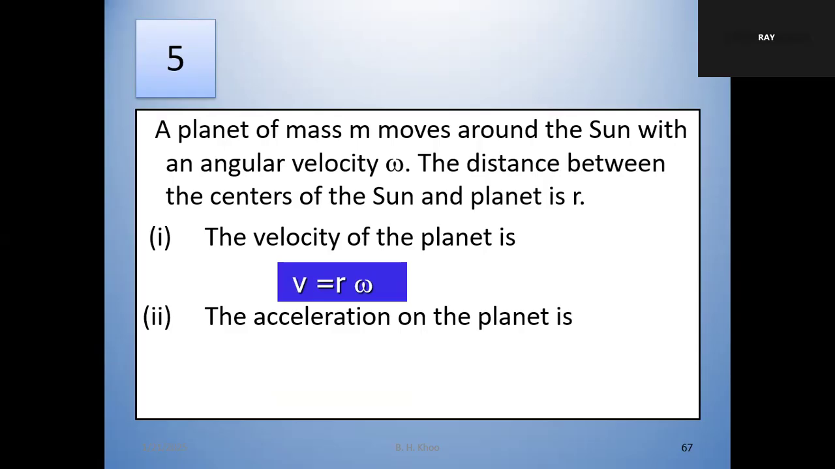Okay, what's the acceleration? Memorize the formula only. I'm getting you to memorize the formula. V squared over r. Right? r omega squared. V is not given. Oh yeah, okay.